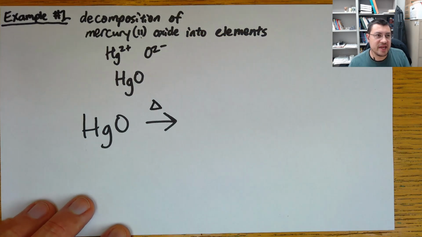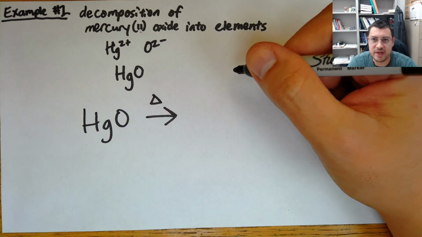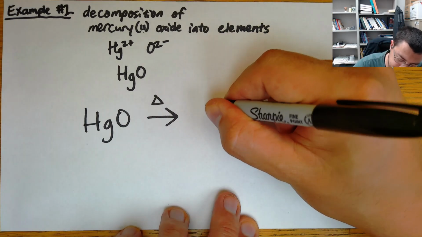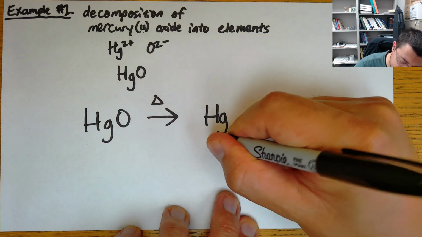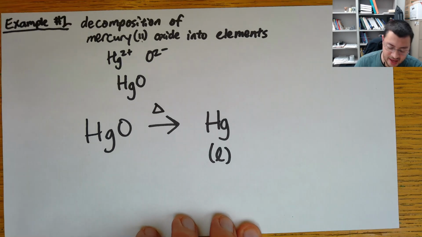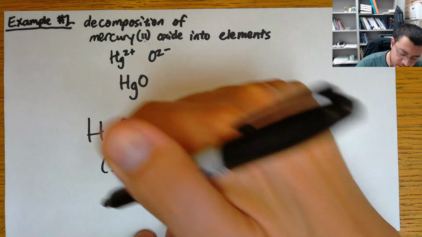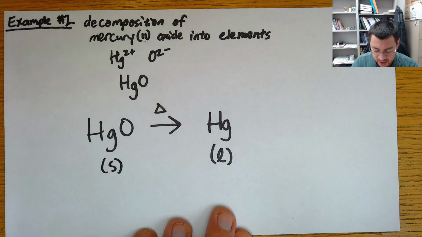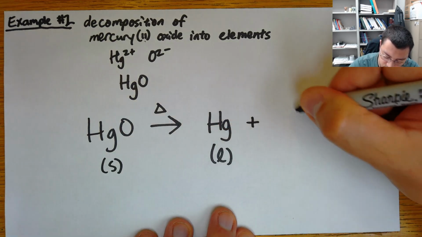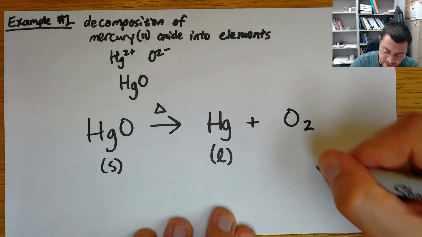That requires heat. I wouldn't expect you to know that offhand, but it does. I mean, generally speaking, you're going to need some type of energy input to break things apart. Mercury is a metal. Now, mercury is a liquid at most room temperatures on Earth. Okay, mercury oxide is a solid. Most ionic compounds are solids, so you're pretty safe putting an S. And then we're going to make oxygen gas. But oxygen is a 2, so we need to put the 2 there.